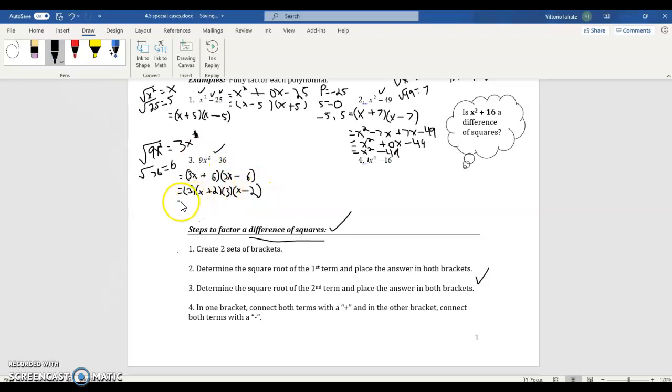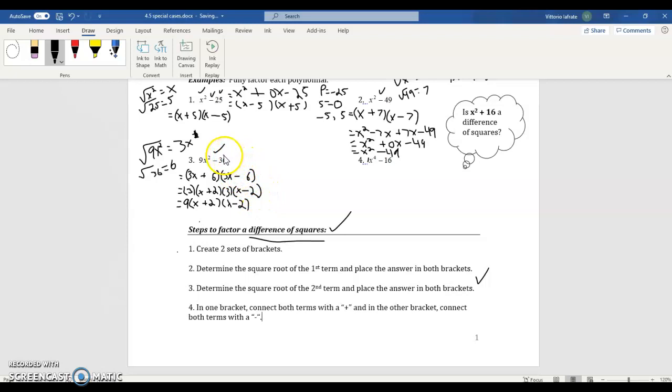And then I can simplify. I can simply multiply my 3 and my 3 here together, and so that would give me 9 bracket x plus 2 bracket x minus 2. And so we did the difference of squares method, and then we took out the greatest common factor from each of these separate brackets.